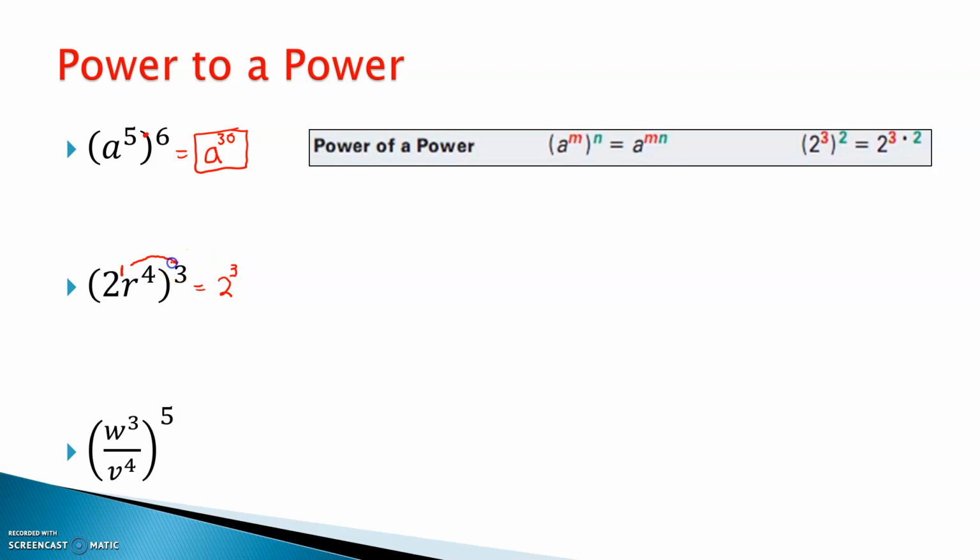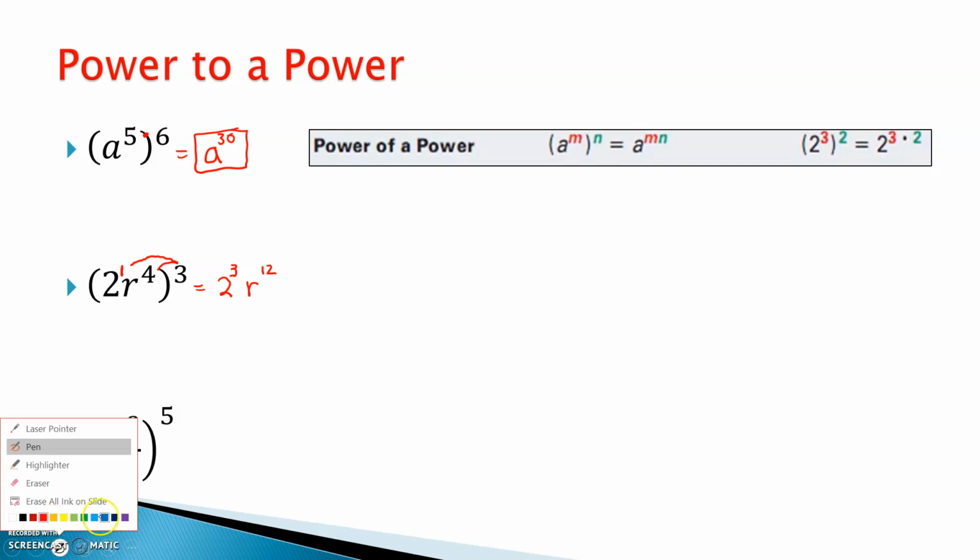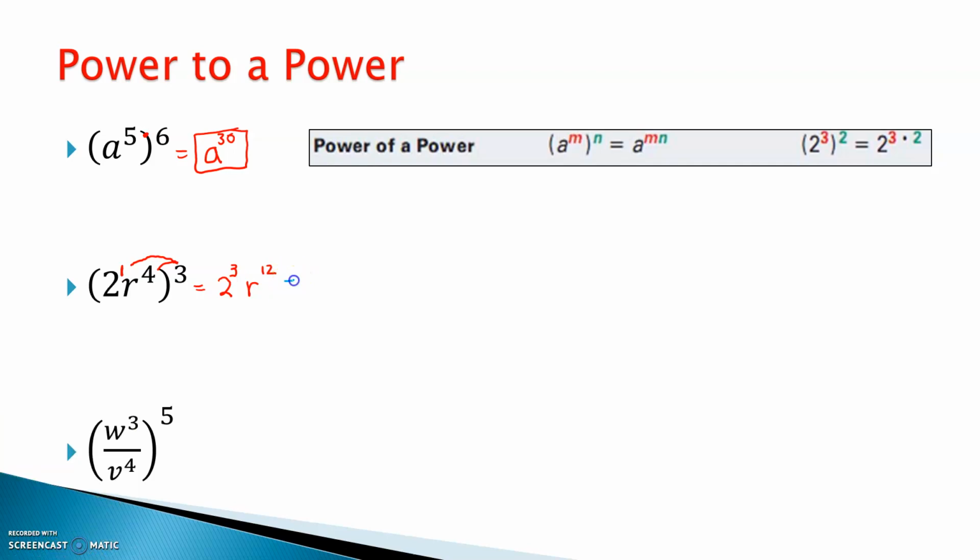Now let me multiply 3. Don't forget to multiply it also by the 4. So that would give me r to the, what's 3 times 4? That gives me 12. Okay, now here's the thing. If you stop there, you'd be getting a 3 out of 4 because you haven't gone all the way and simplified. 2 to the third power.